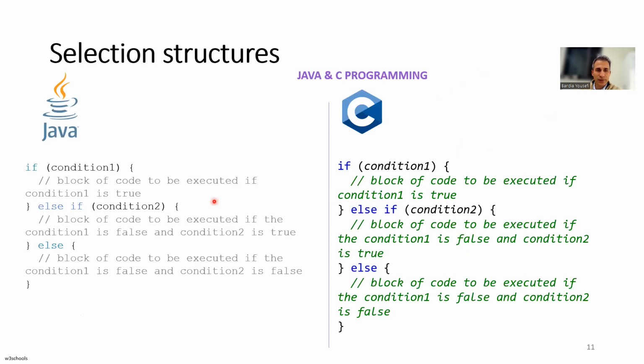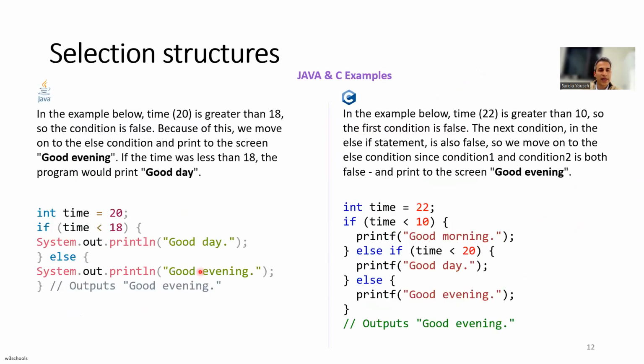The algorithmic syntax or pseudocode for how we form the selection structure using the if statement in Java and C are identical. And here you are looking at the examples for Java and C. Let's run this Java part. We initialize time equal to 20, then we check whether time is smaller than 18 to print good day. Otherwise, we print good evening.